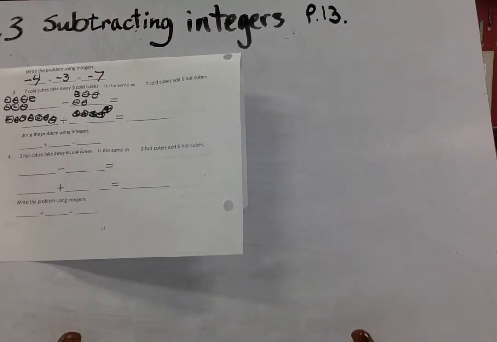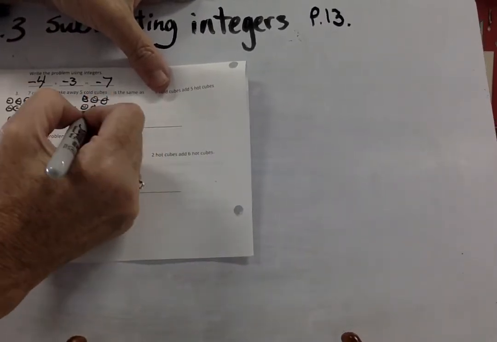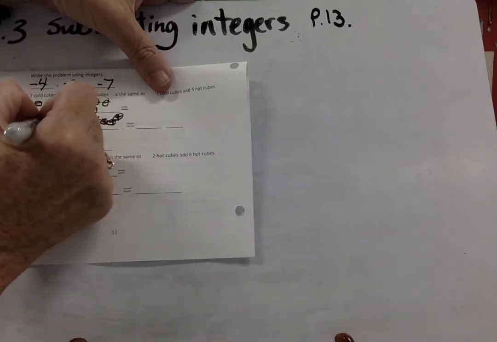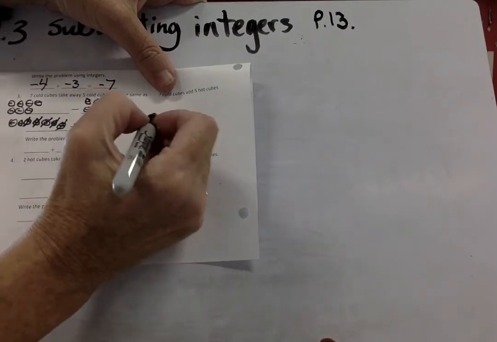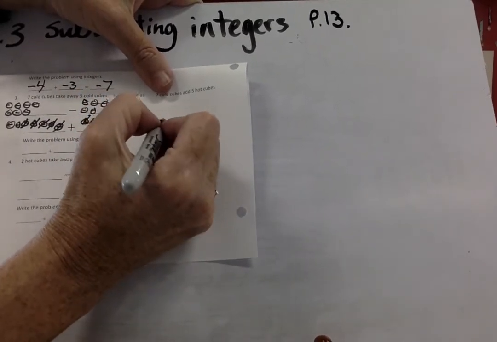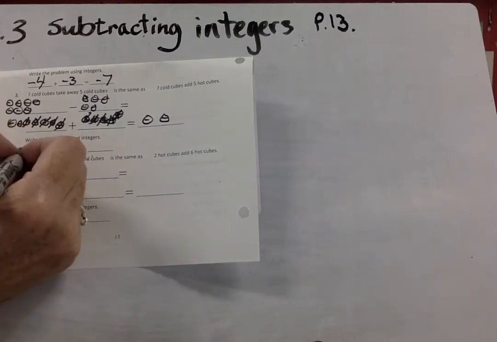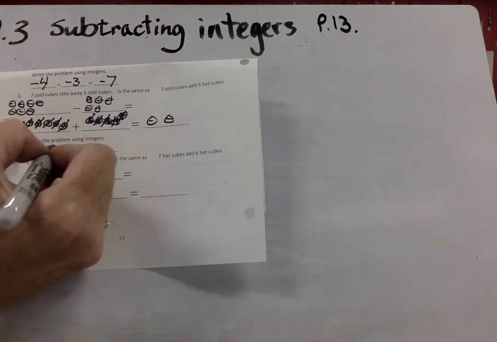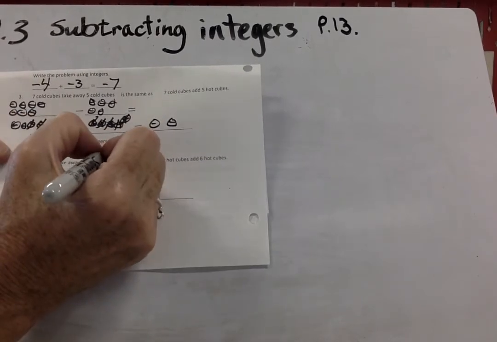Okay. So we have 7 cold cubes, take away 5 cold cubes. And what do you end up with? Adding the positives, each one of these cancels out with each one of those when they're opposites. And we're left with 2 cold cubes. And the problem, -7 plus 5 equals -2.